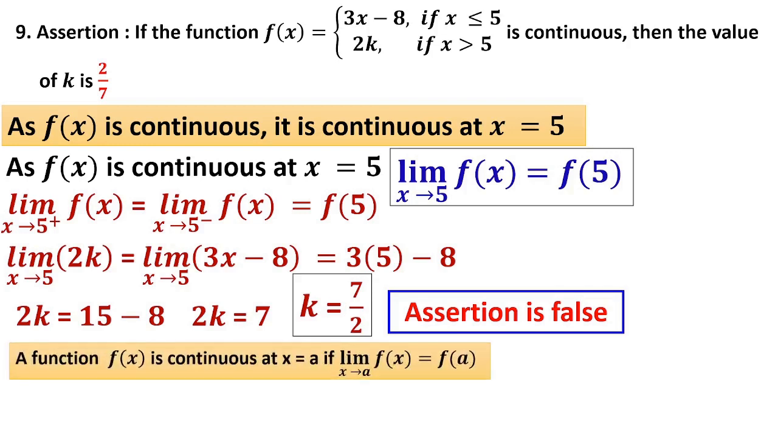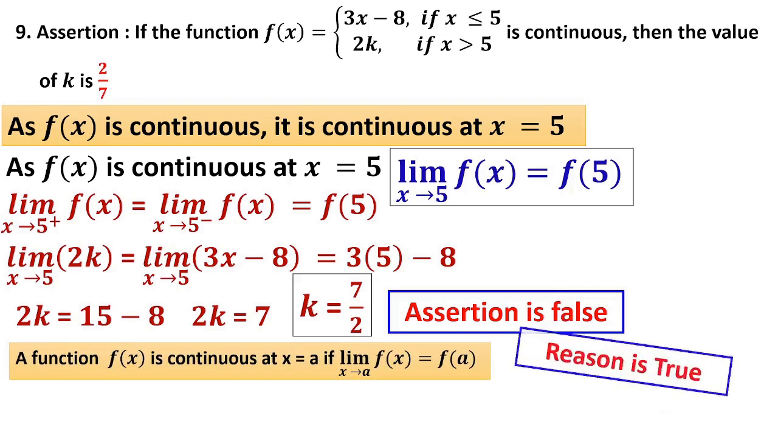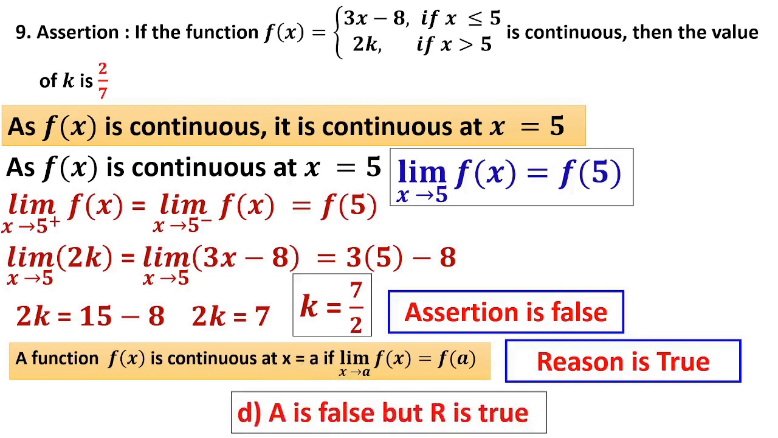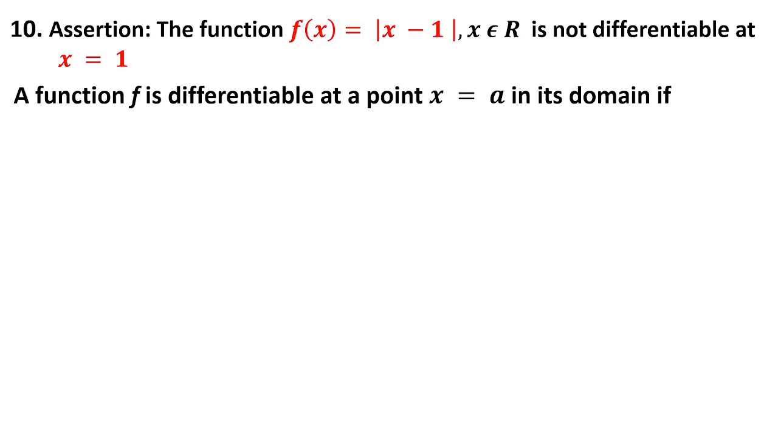Now, when I go for the function continuous at x is equal to a, then limit x goes to a of f of x is f of a. Therefore, the reason is true. Therefore, A is false, but R is true. Let us go to question number 10.